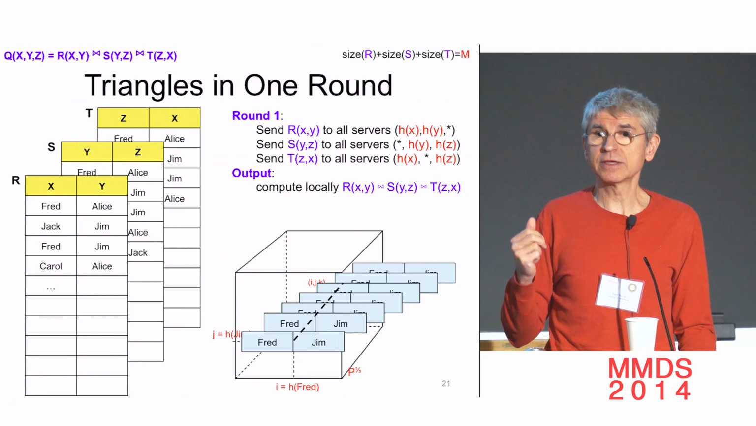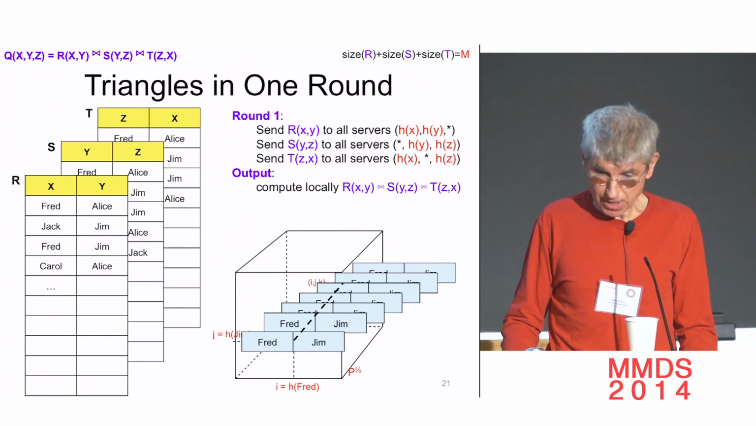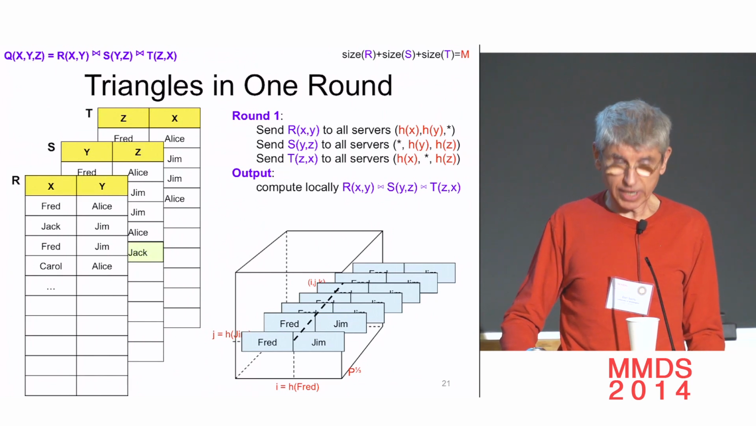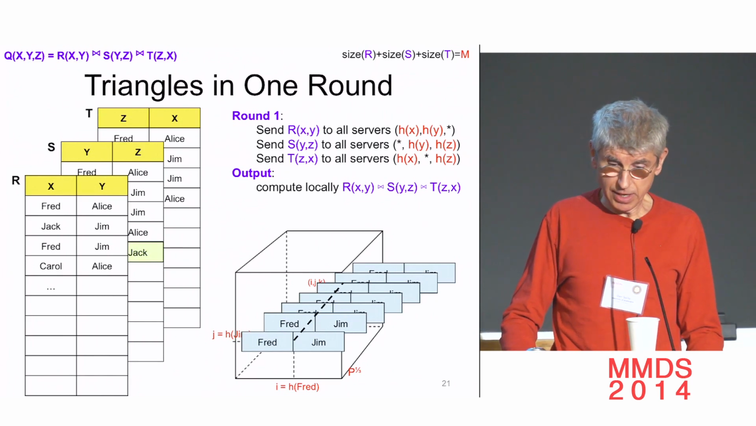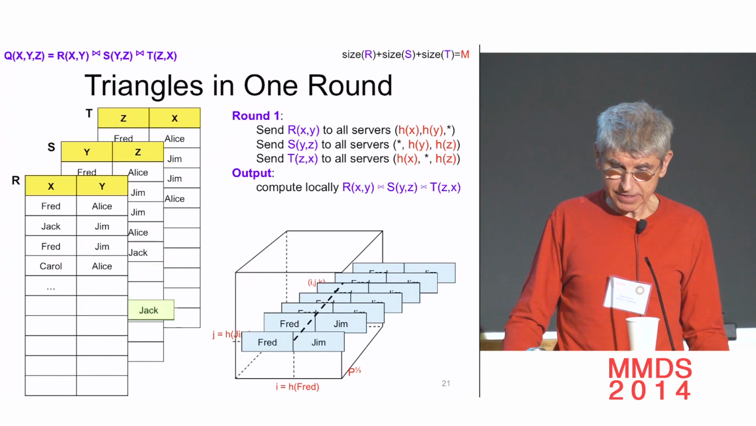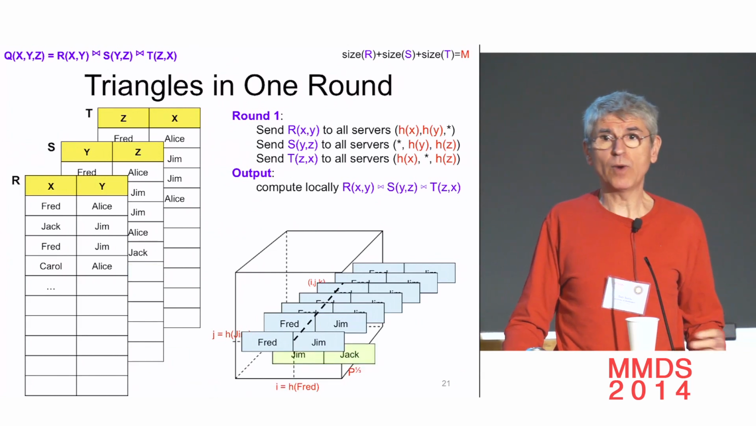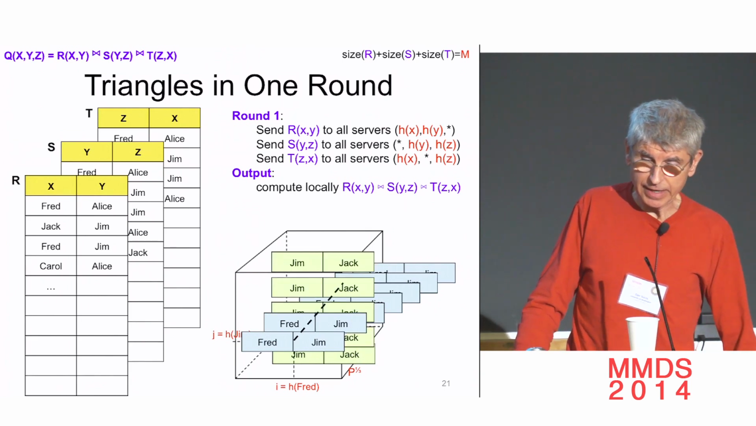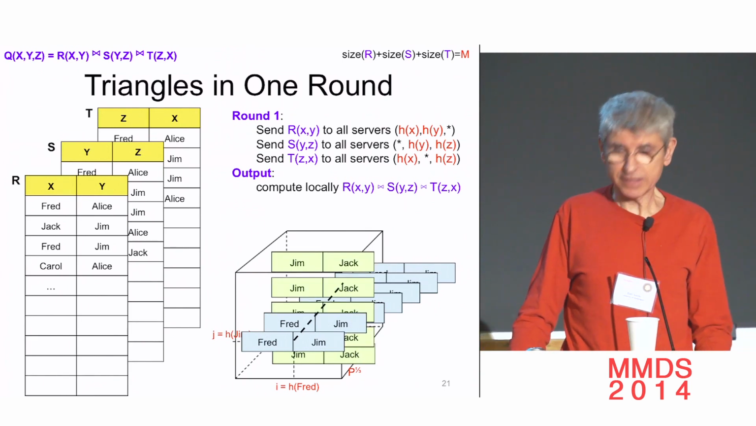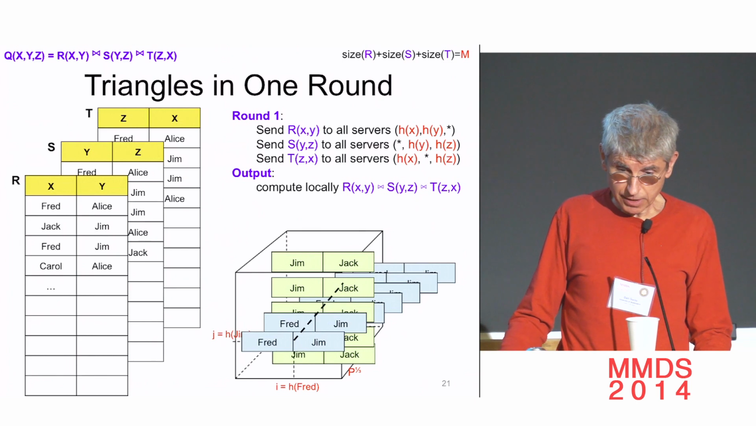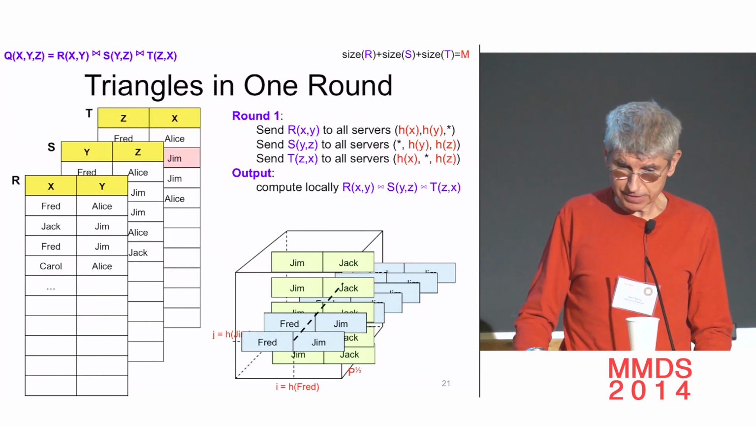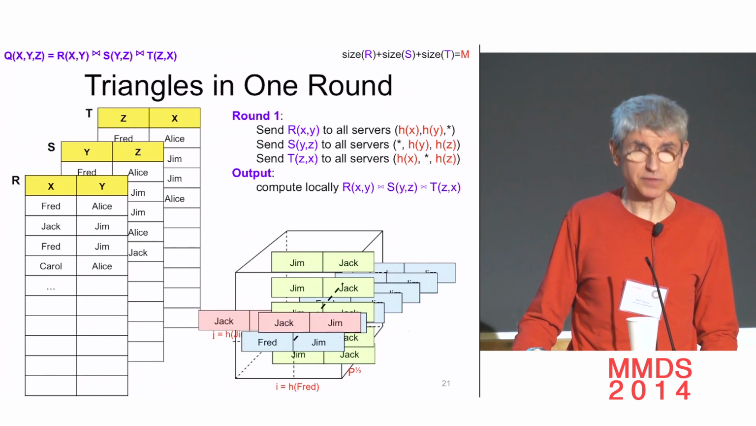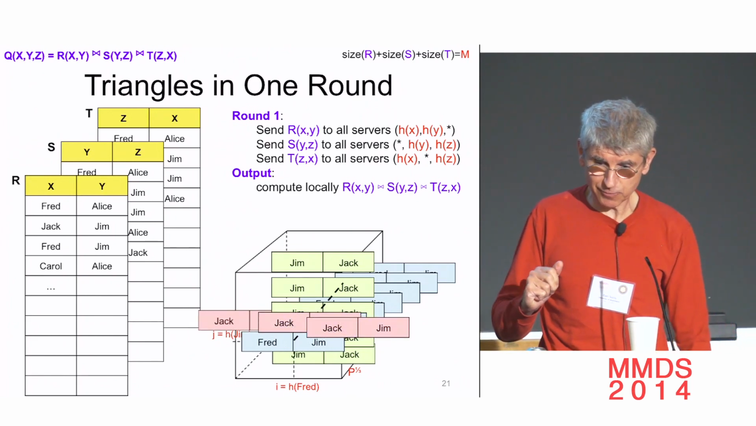Okay? So every record is going to be sent not to a single destination, but to P to the 1/3 destinations. During the same round, every server who has S records will apply the same principle, will compute the y and z coordinate by applying a hash function, and will replicate this record across that dimension. And the same thing for the T tuples, and here is where my PowerPoint animation reached its end, so this is not so nice, but you can see what happens here.